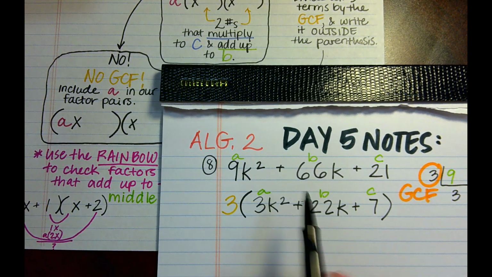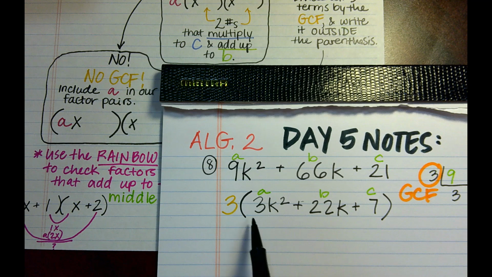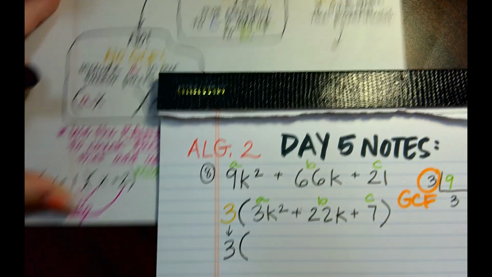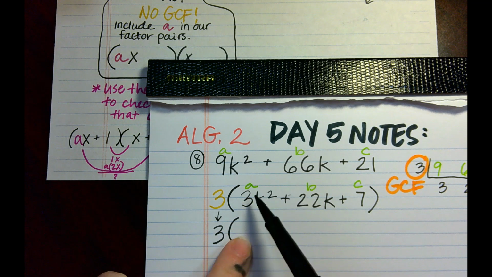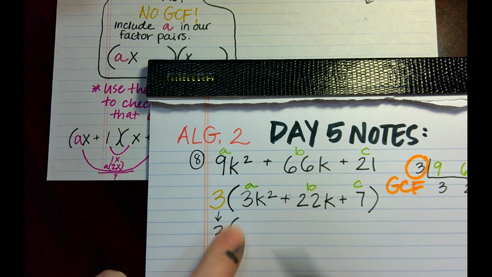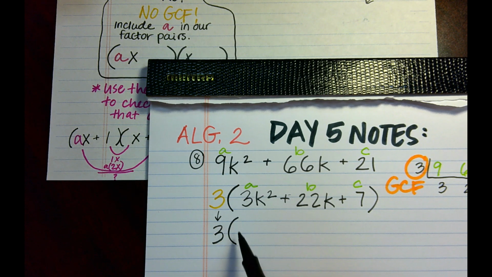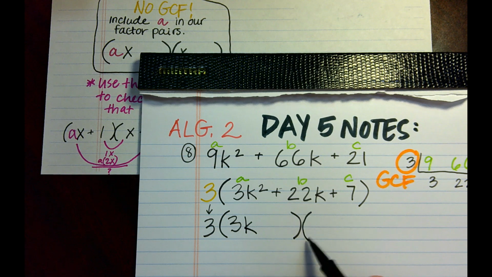So the only extra step we need to do is we are including A, but we also bring down that greatest common factor we took out. We just need to include it in the answer. So, when we have no greatest common factor, we include A in our factor pairs. Our new A is 3. So, in our parentheses here, we'll have 3K and K.